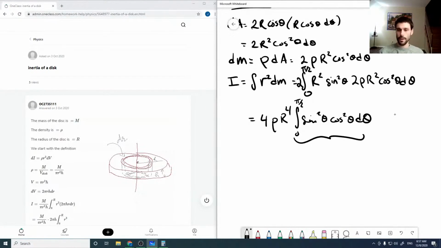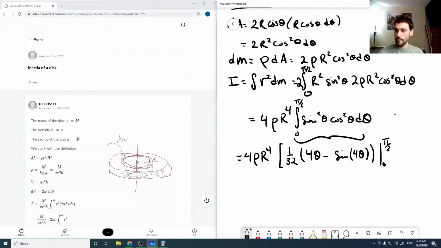Now this is not something that I know how to solve right offhand, so I just used an integrator. I looked it up online to get the indefinite integral. And so this comes out to 1 over 32 times 4 theta minus sine of 4 theta, from 0 to pi over 2.